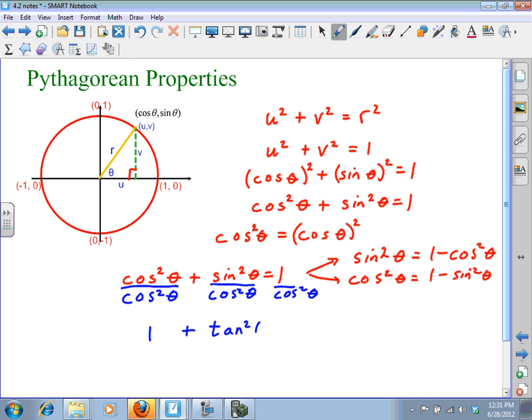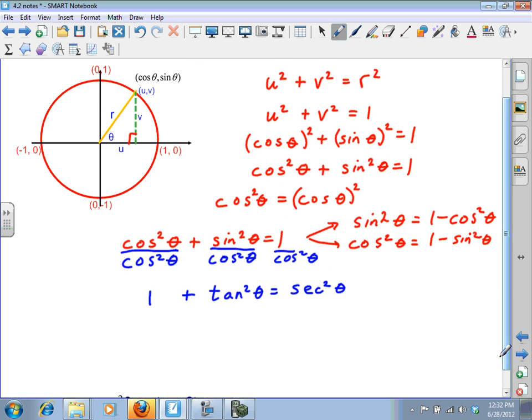Tangent squared theta equals 1 over cosine squared. Hey, that's a reciprocal property. 1 over cosine is secant, so 1 over cosine squared is secant squared theta. So here is another Pythagorean property. And I can also subtract things. I can subtract 1 from both sides and get tangent squared equals secant squared minus 1. And those are useful algebraic manipulations of these things.